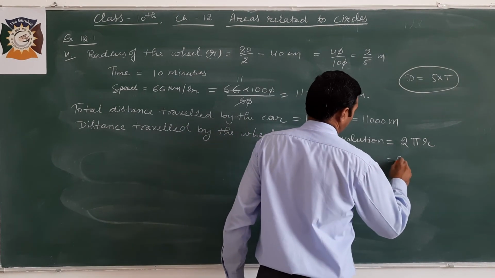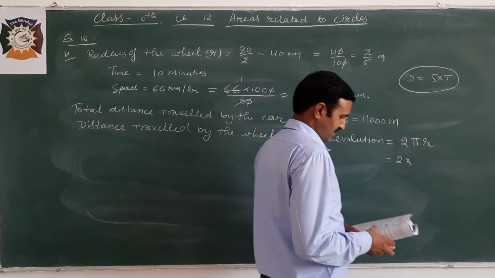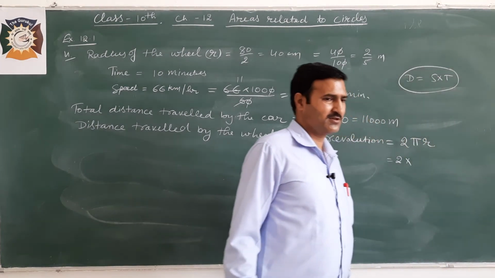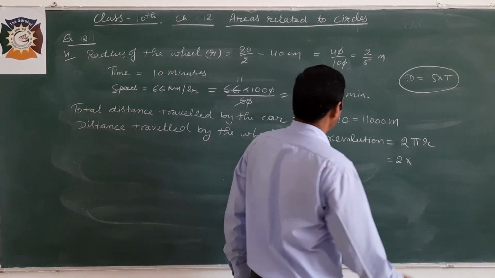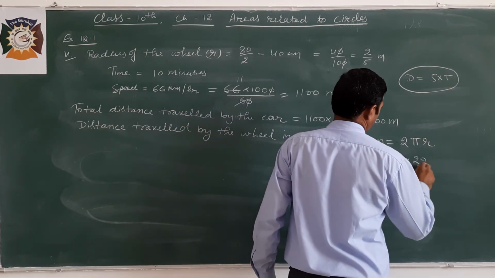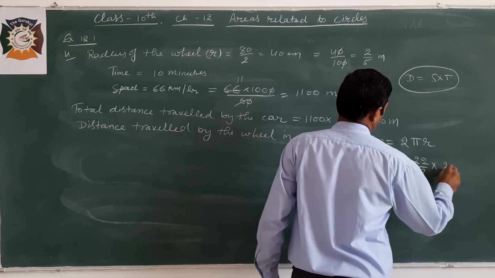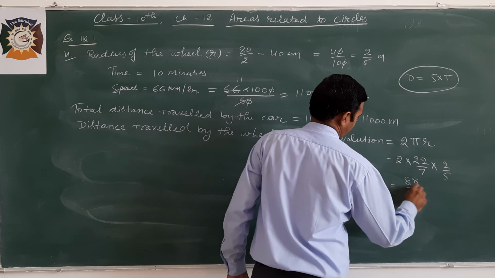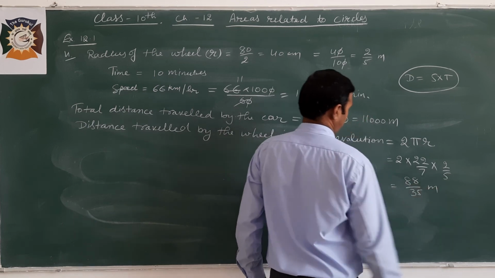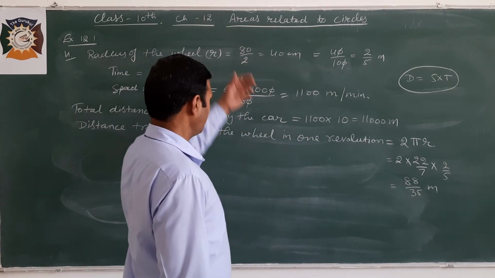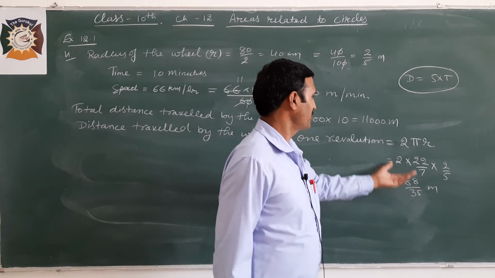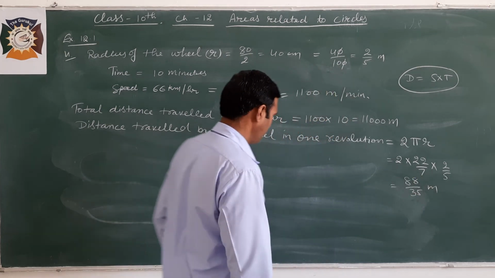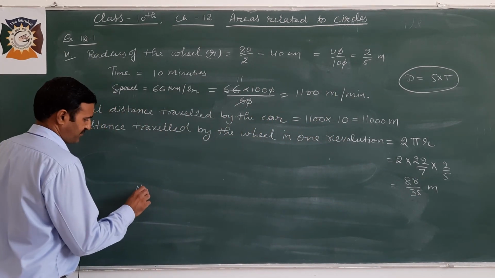2 pi r. If pi is given, then I'll put that value, but if it is not given, then you can put any value of pi. That pi is 22 by 7 and radius is 2 upon 5, 88 upon 35 meter. This much distance in one revolution, and this is the total distance. If I divide this by this, the number of revolutions will come.